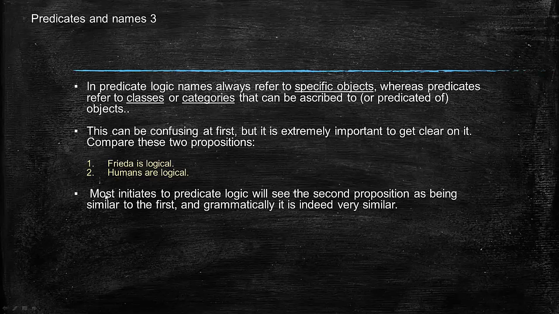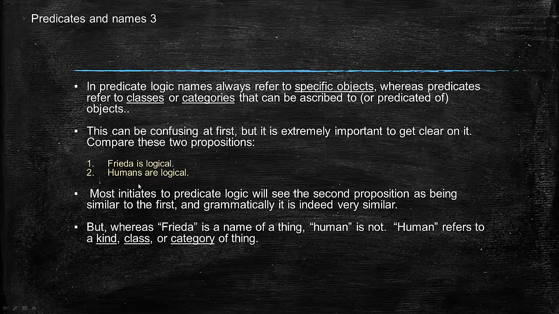In fact, if you know grammar, you know that both Frida and humans are sometimes called names. Frida is a proper name, and humans is sometimes called a general name. But humans are not names in logic. Frida is a name because it picks out a specific thing. If we say Frida, we're referring to a specific person. But if we say human, we're not referring to a specific human. I mean, we could name somebody human if we wanted to, but human typically refers to a kind or class or category of things.